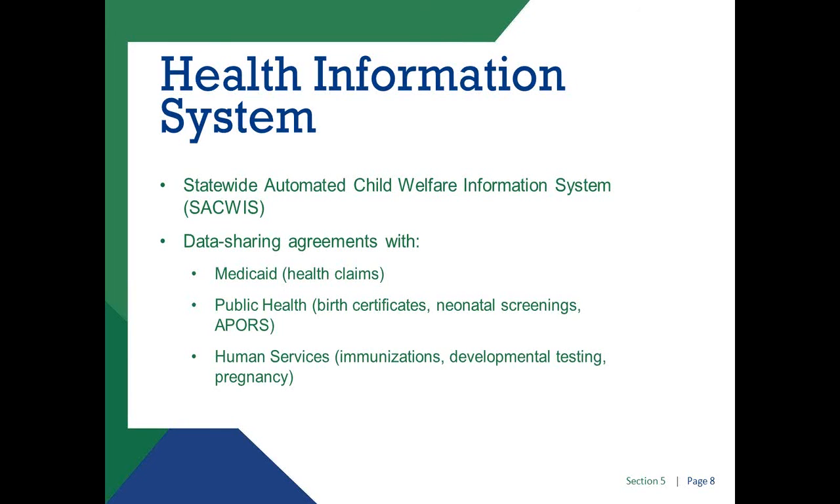So we wrote one with Medicaid. We wrote one with public health, where we could get birth certificates, neonatal screens, and APORs, that's the adverse pregnancy outcomes reporting system. So they agreed. And then there was human services. Again, immunization, both from the private and the public sector. They have information about developmental testing, and they have information about pregnancy. And so we say we want to have all this health information dumped into, if you will, SACWIS on a weekly basis.